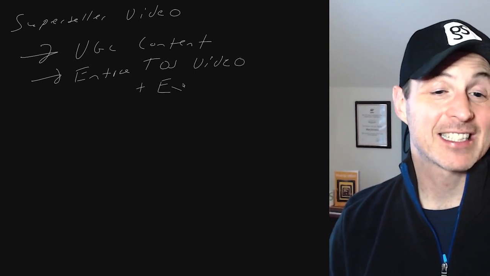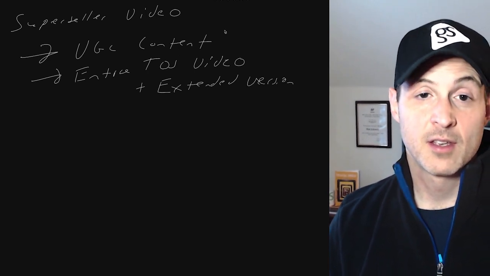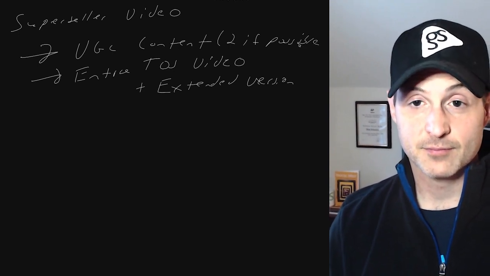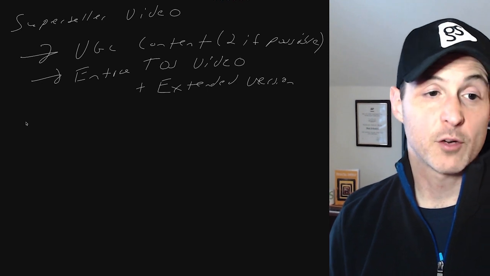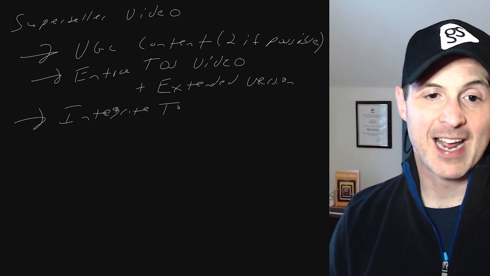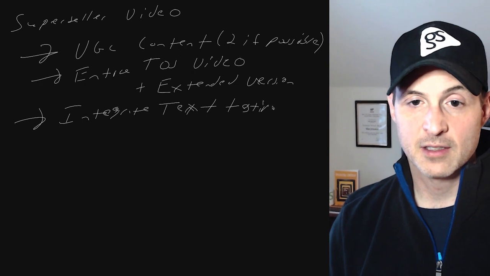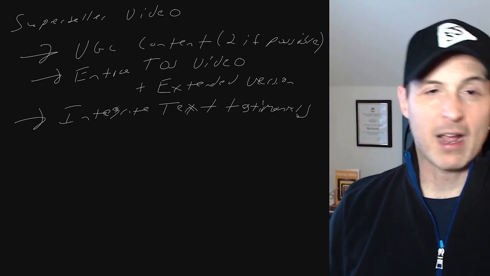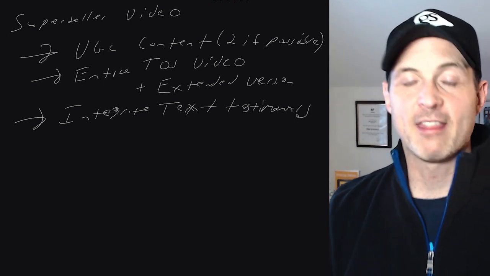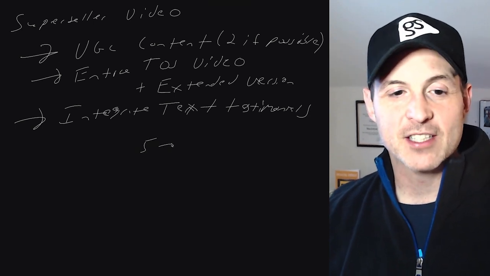Maybe even a slightly extended version of it. 2 UGCs if possible. And then it would also integrate text testimonials. So, Amazon reviews on your Shopify site, whatever it might be, you put that all in there. And at the end of the day, it could even be 5 minutes, but let's just say it's 5 to 10 minutes long.